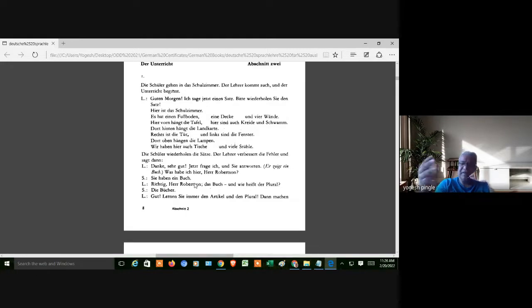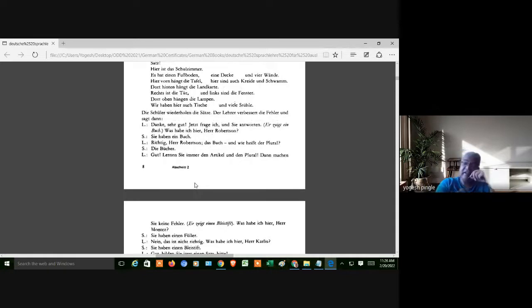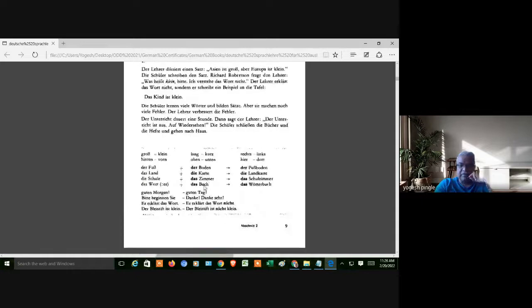So you have to just pick them out and write them down. What is the article of all the nouns and what is the plural form of it? Okay.